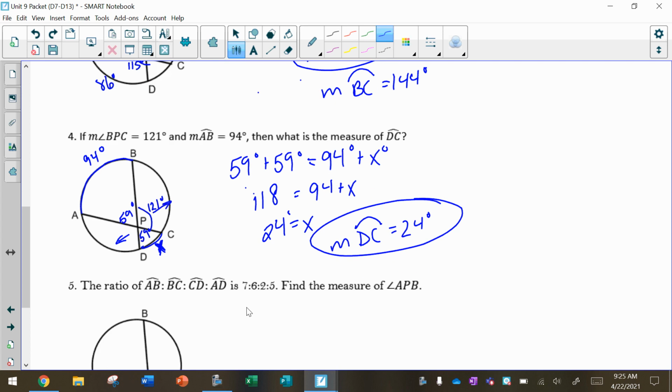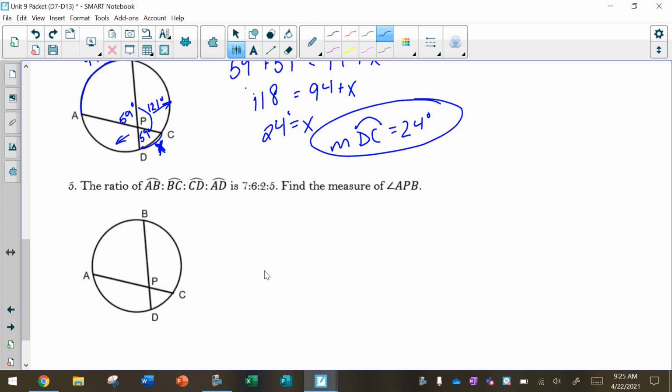All right. We got one more, which is very different. The ratio of arc AB to arc BC to arc CD to arc AD is 7 to 6 to 2 to 5. Find the measure of angle APB. This angle right here. All right, what in the world are we going to do with this? Well, here's what we do. AB to BC to CD to AD is a 7 to 6 to 2 to 5 ratio. So what we do is we label AB as 7x. We label BC as 6x. We label CD as 2x. And we label AD as 5x.